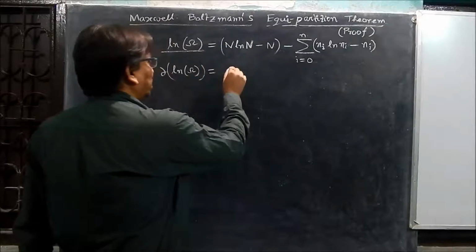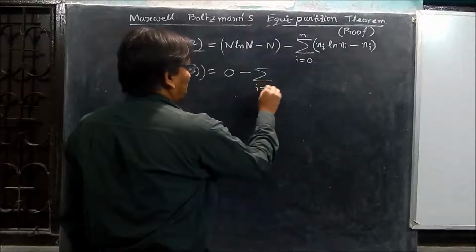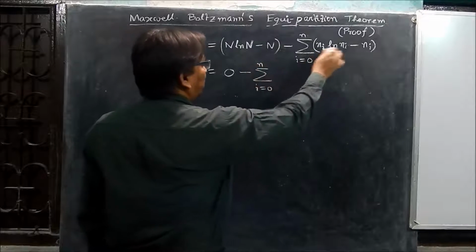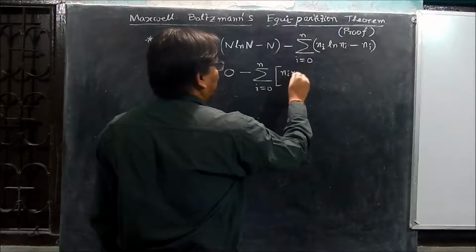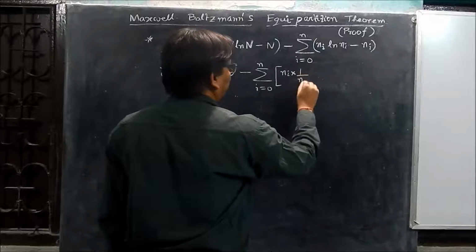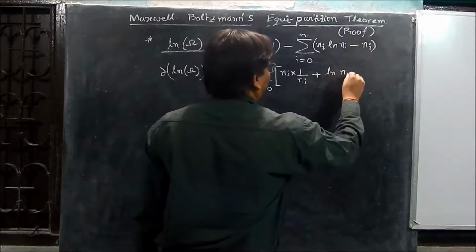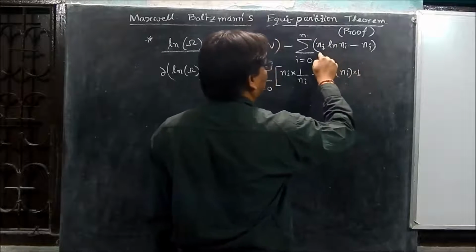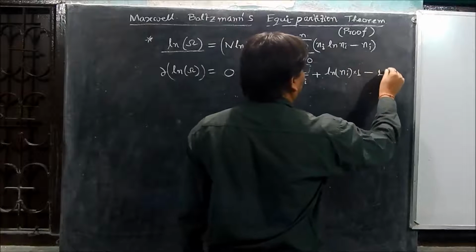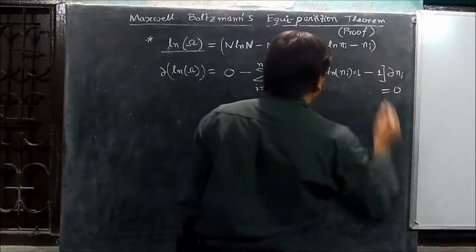So this will be constant. Differentiation of a constant is 0, and minus the sum over i equal to 0 to n of the differentiation of this thing will be ni into the differentiation of ln ni, which is 1 by ni, plus ln of ni into 1. So this is the differentiation, minus this will be 1 into del ni. So this is equal to 0.